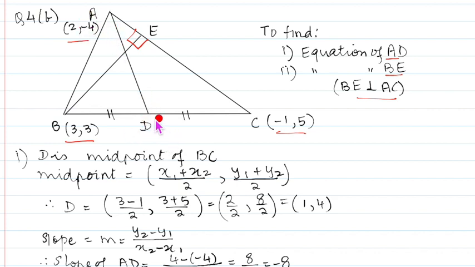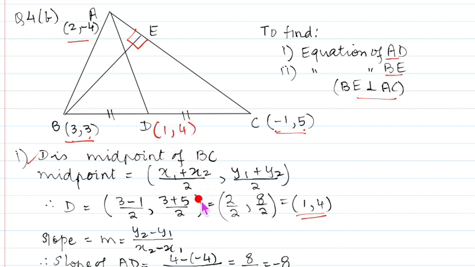So slope means I need to know D. What is D? Midpoint of DC. So we'll write DC, midpoint of BC, midpoint formula I'm writing, and then all I have to do is substitute this plus this upon 2 and this plus this upon 2. Can you see that here? Exactly the same thing. That will give us 2 upon 2 and this will be 8 upon 2. So we have 1 comma 4. So D is 1 comma 4.